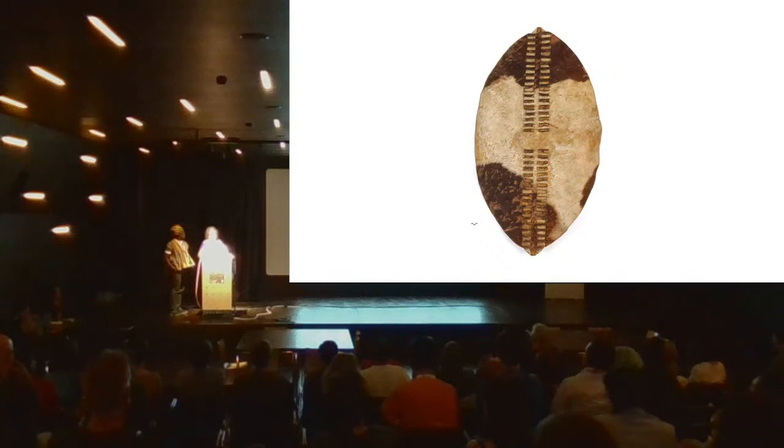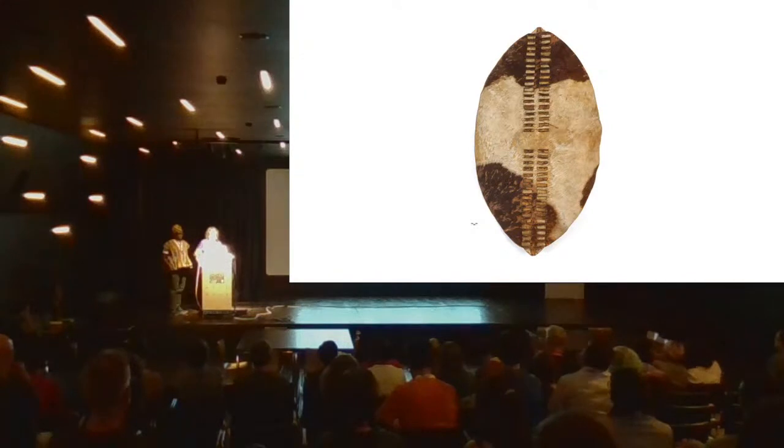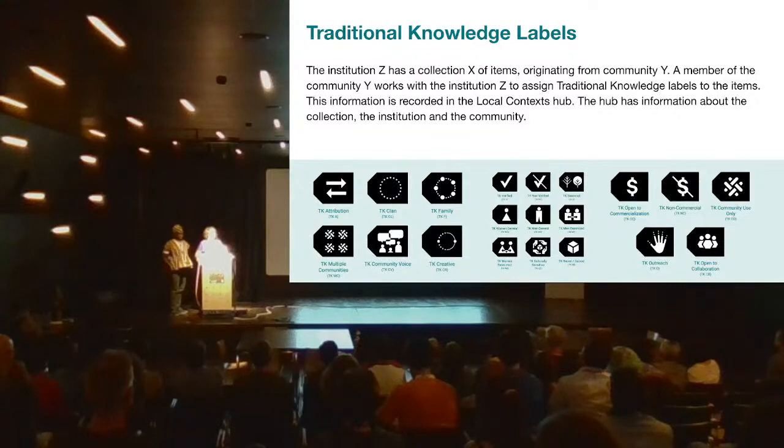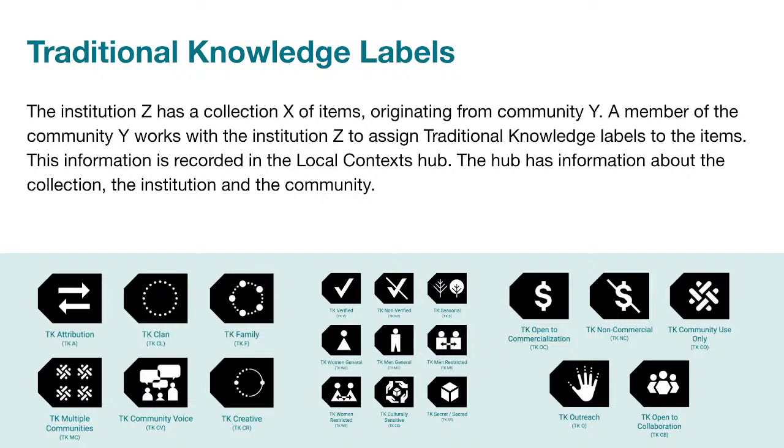Let's say, well, I'm just reading. The institution Z has a collection X of items originating from community Y. A member of this community Y works with the institution Z to assign traditional knowledge labels to the items. This information is recorded in the Local Context Hub, a database. On their website, they manage it. They record information about the collection, the institution, and the community. And here you see all the possible TK labels, traditional knowledge labels.